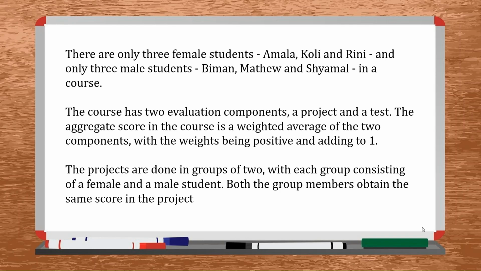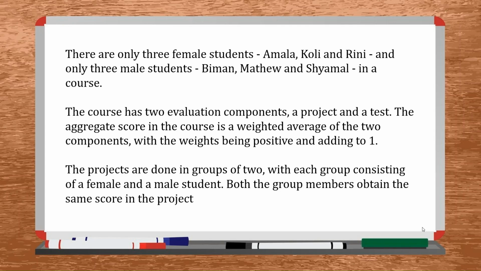So, we have three female students, Amla, Kohli, and Rini, and three male students, Biman, Matthew, and Shamal. Also, they have given a course which has two evaluation components, one project and one test. Also, the weightages of these two are positive and they add to 1.